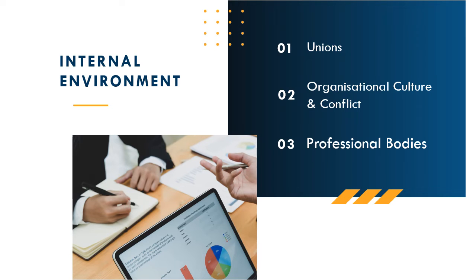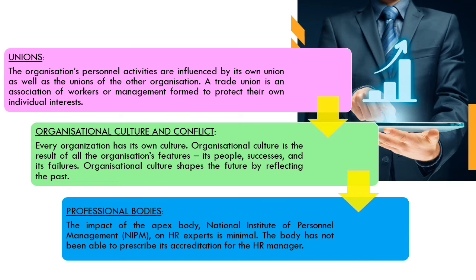Now we discuss the internal environment of human resource management. It comes from three factors, which are number one, unions, number two, organizational culture and conflict, and number three, professional bodies. Regarding the unions, the organization's personnel activities are influenced by its own union as well as the unions of other organizations. A trade union is an association of workers or management formed to protect their own individual interests.